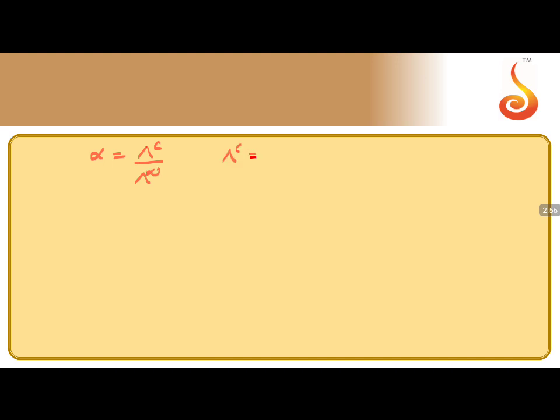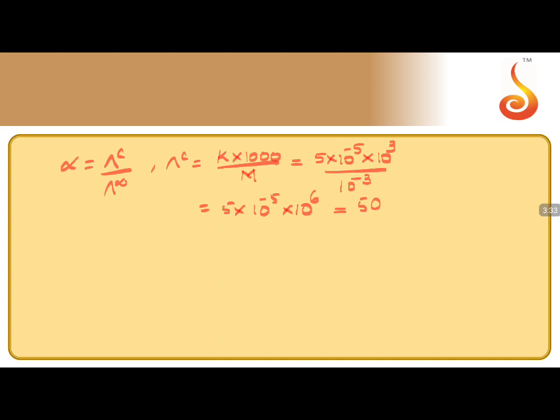What is the formula for lambda c? It is K into 1000 by molarity. This is going to be our formula, where K is given to us. The K value is given as 5 into 10 power minus 5, and for the molarity, 10 power plus 3 by 10 power minus 3. So lambda will be equal to 5 into 10 power minus 5 into 10 power 6, which is equal to 50. You will be getting 50 Siemens centimeter square mole inverse.